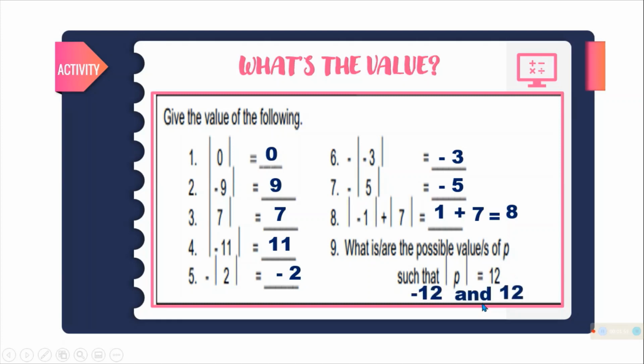This time, yung variable or letters naman ang naka-absolute value, meaning opposite yung sagot, 12 and negative 12. Kung ano yung number sa labas, magka-opposite lang yung sagot. Negative 12 yung nasa labas, negative 12 and positive 12. So, ang sagot dalawa, opposite.